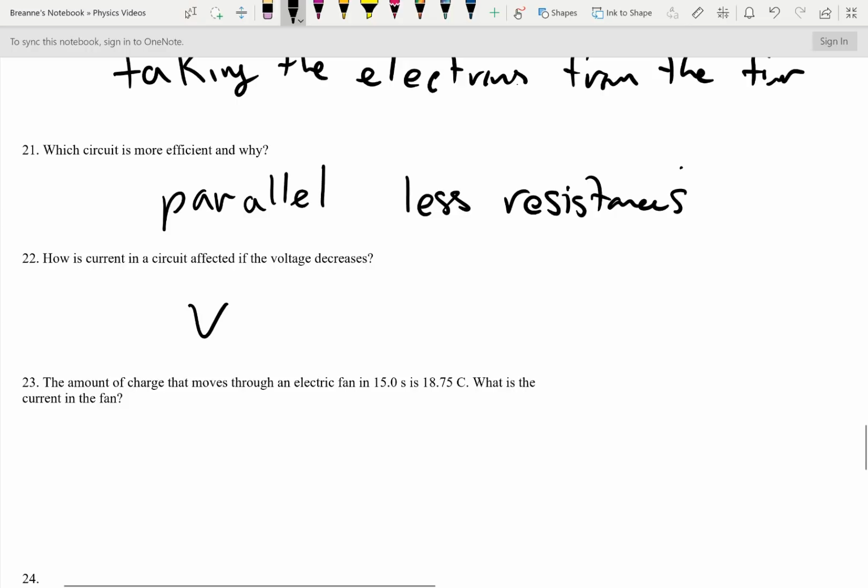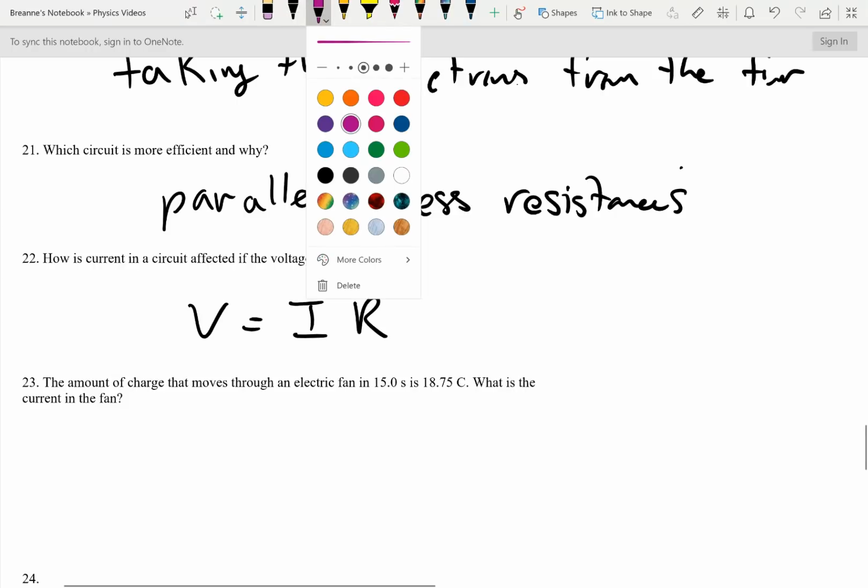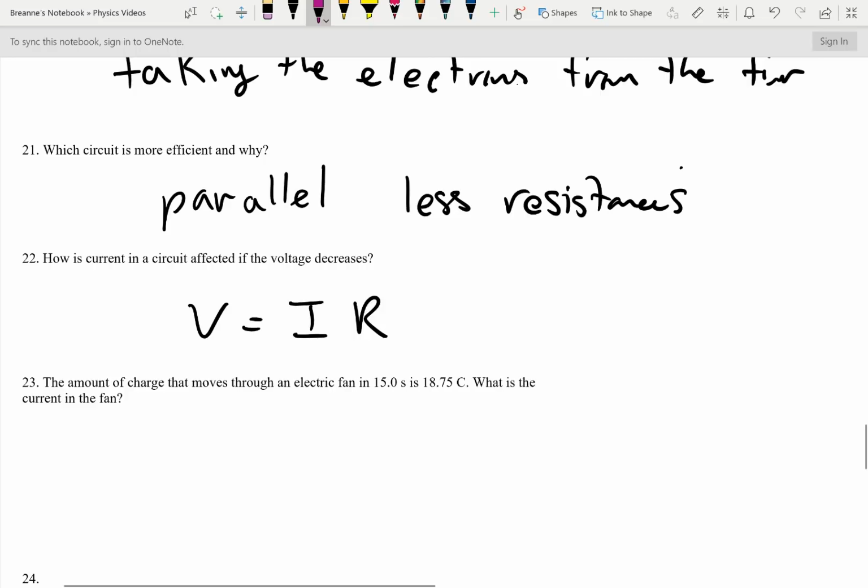So how is current in a circuit affected if voltage decreases? So we're looking at our V equals IR equation. So it's saying that if our voltage decreases, that means our current would have to decrease also, if our resistance stays the same. So that is a direct relationship.